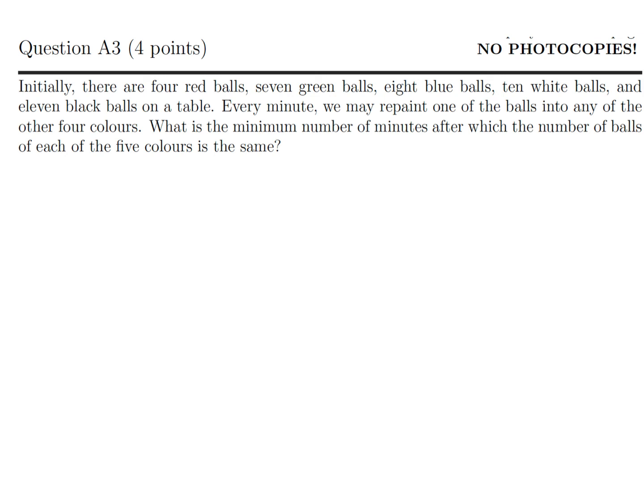Initially, there are 4 red balls, 7 green, 8 blue, 10 white, and 11 black. Every minute, we may repaint one of the balls into any of the other 4 colors. What is the minimum number of minutes after which the number of balls of each of the 5 colors is the same? Notice the spelling of colors, because there's a U in there. You know this is from Canada.